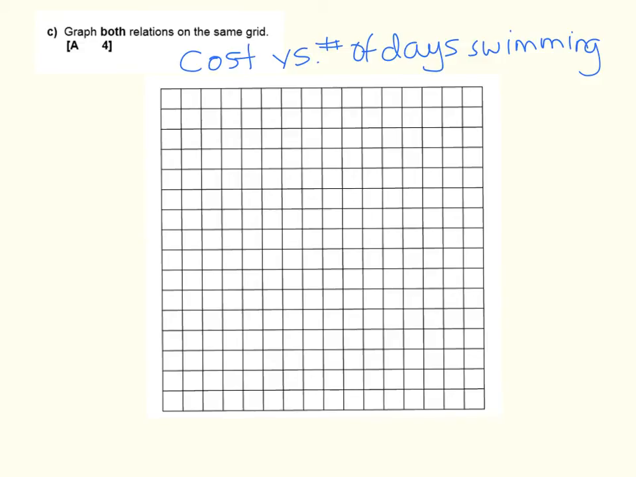And then I want to label my y-axis. So the label for my y-axis is going to be cost, because that's the dependent variable. It will depend on how many days I go swimming. And then I'm going to label my x-axis. That's going to be number of days swimming.